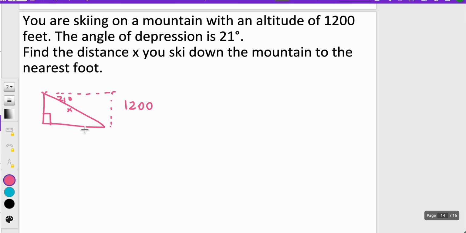That means my slope is 21 degrees. So what I would want to know is my sine of 21 degrees is equal to my opposite, which is here, over hypotenuse, which would be x, okay? Because it says find the distance x you ski down the mountain. So from here all the way down the mountain to here, okay? So 21 degrees sine would be opposite 1,200 over x.